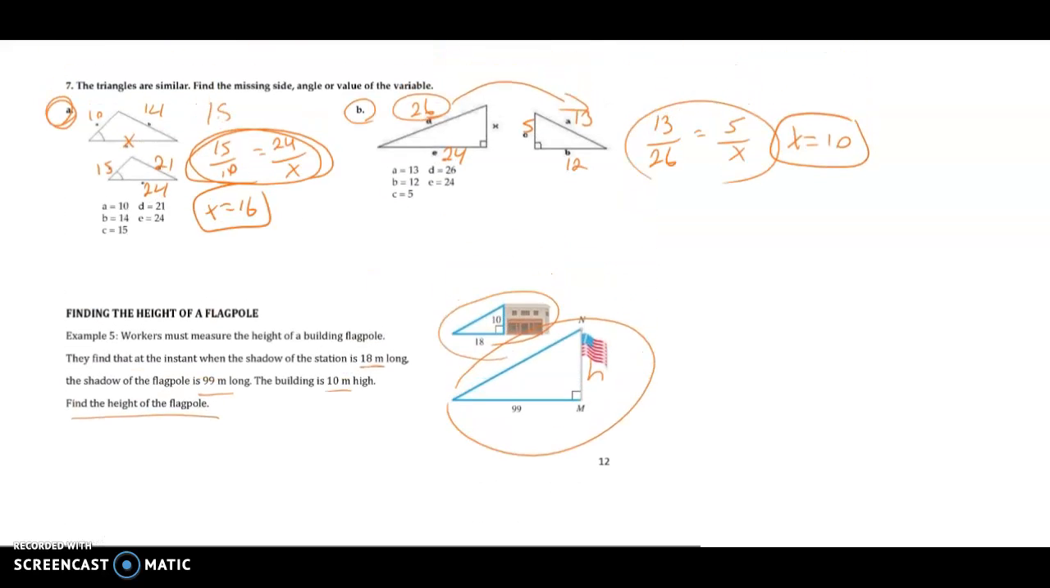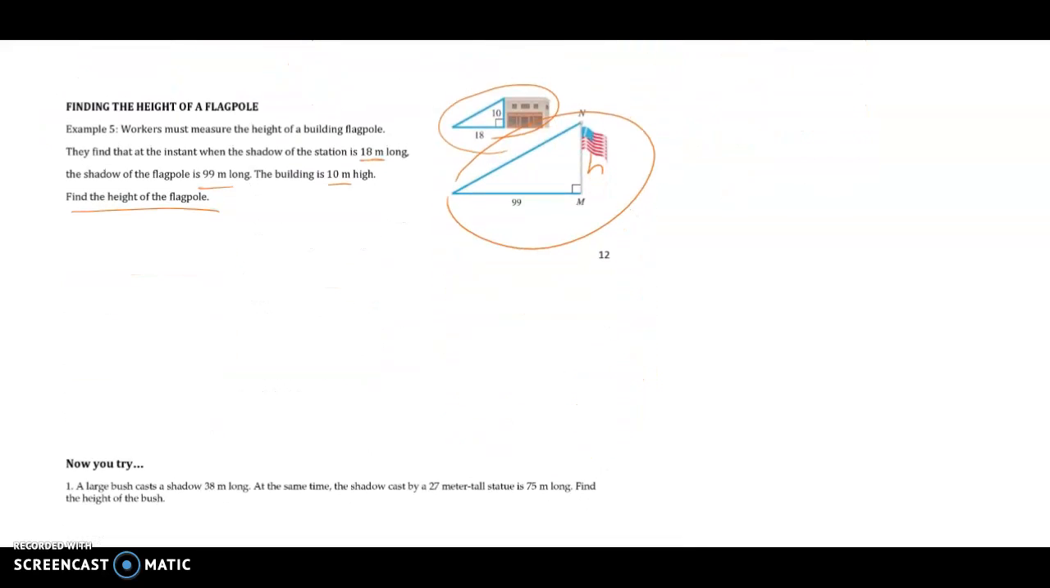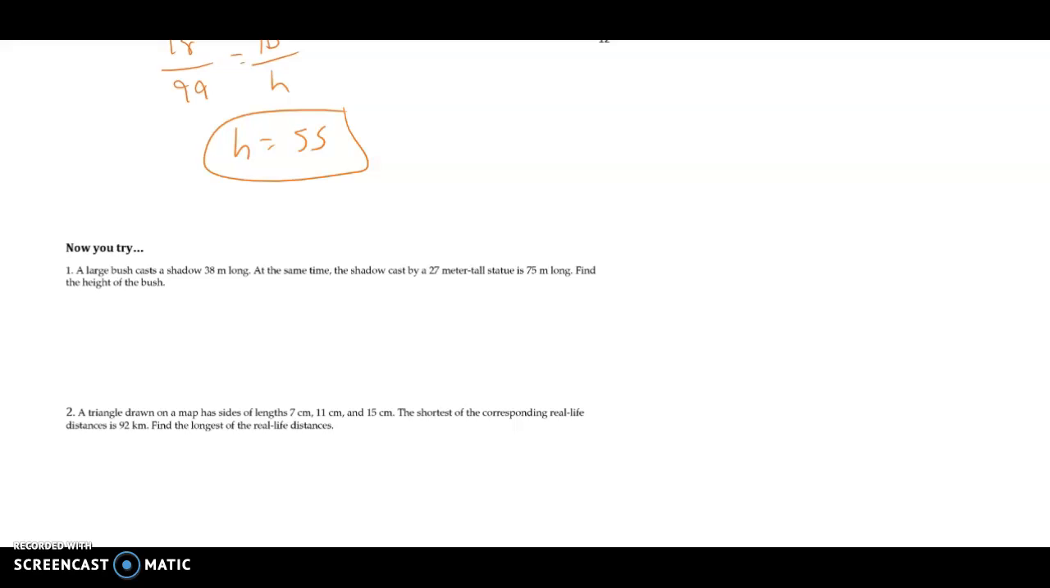And just like I did up here, I'm going to set this up as a proportion. So find similar sides and set it up. So I think I'm going to use these 2. So I'll say 18 is to 99 as, and just keep it consistent, 10 is to 8. And then just cross multiply and divide, and H equals 55. Okay, so go ahead and try these 2, and then we'll talk about it.